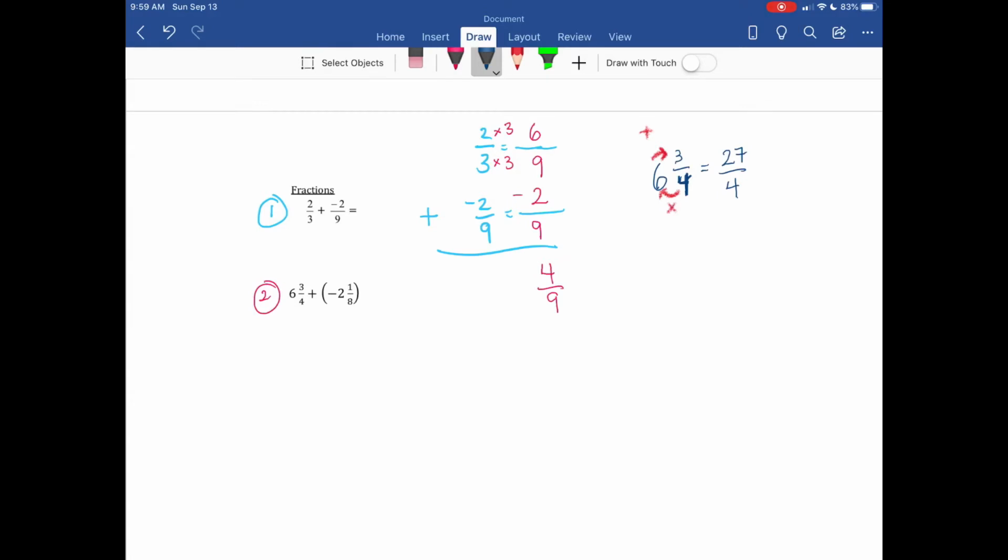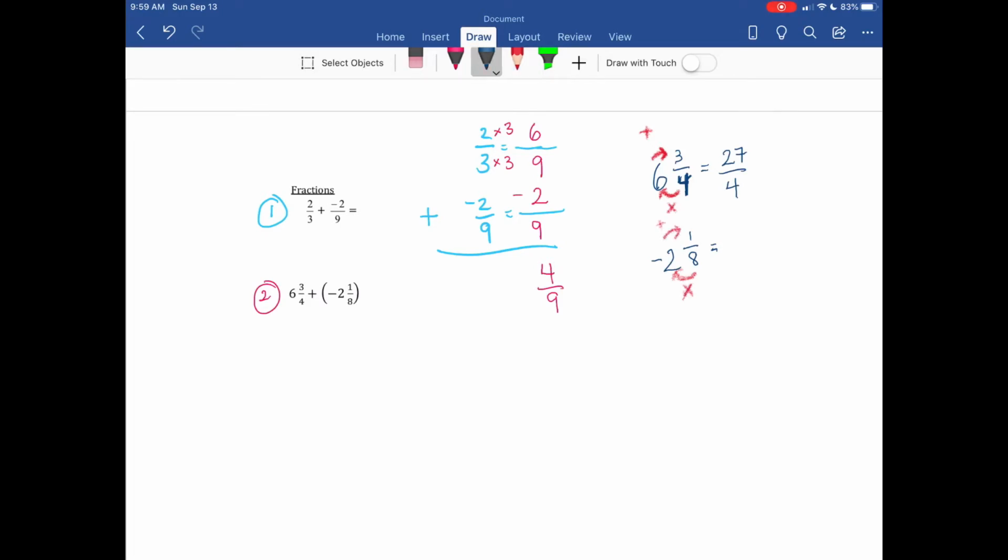6 3/4 is 27/4. Let's do it with the second one. So this is -2 and 1/8. That negative is going to play in right after all of this, so we're just going to tack that negative back on. And then these two numbers we multiply, these two we add.